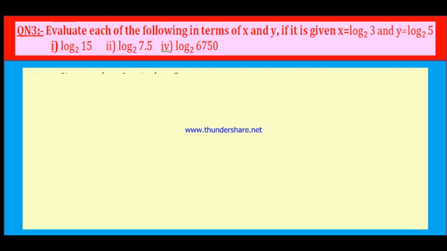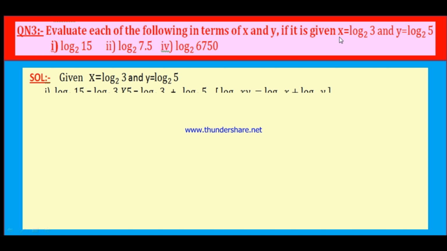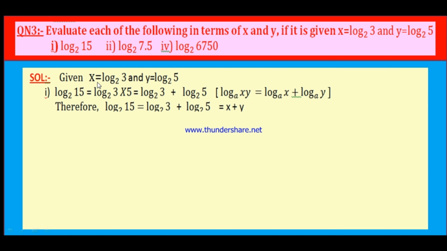Here is the solution. Now, before going to the solution, what is given in the question? We have given that x is equal to log 3 to the base 2 and y is equal to log 5 to the base 2. Let us mention that. Given x is equal to log 3 to the base 2 and y is equal to log 5 to the base 2.